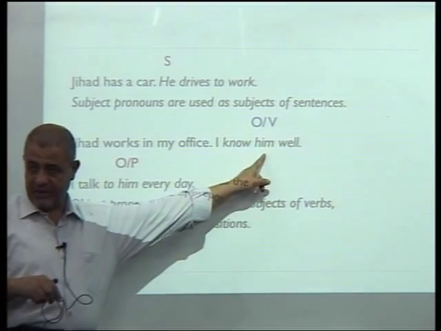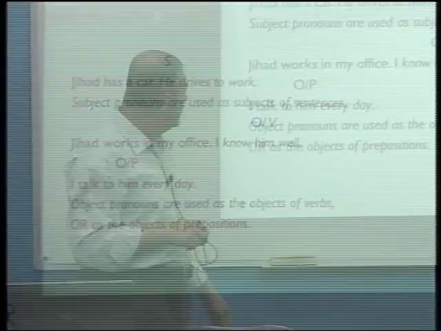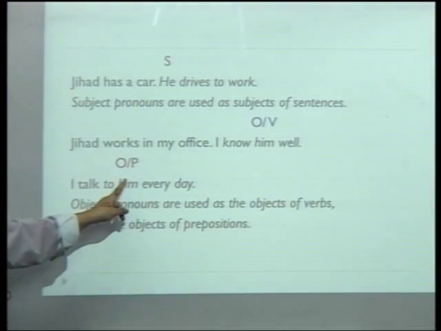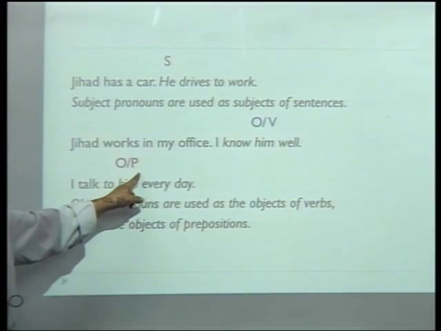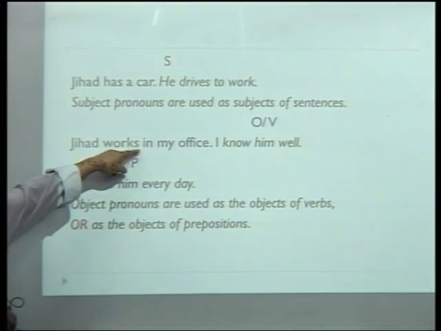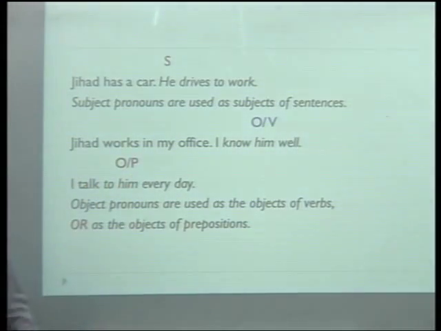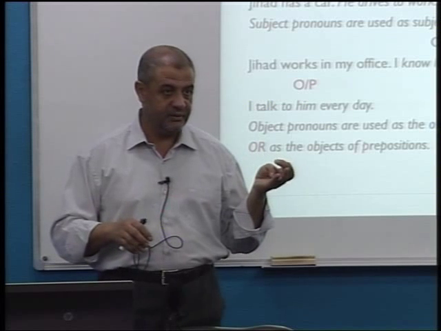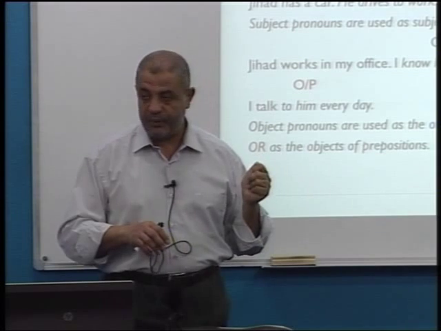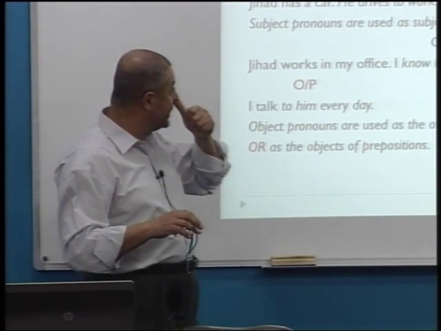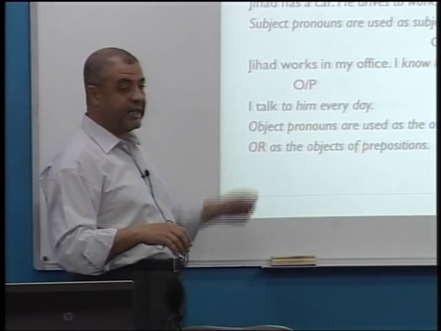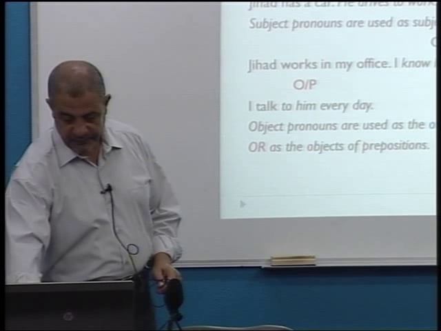I know him. But in this sentence, I talk to him every day. Him is an object pronoun. In this sentence, after the preposition, it is called what? Object of the preposition. So we have two types of objects: object of the verb and object of the preposition. The object of the verb is mentioned, as you see, after the verb, and the object of the preposition is mentioned after the preposition.